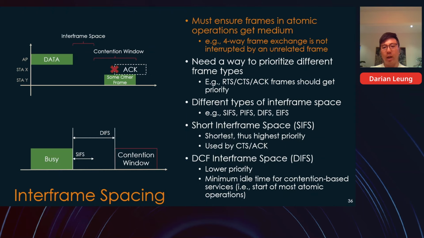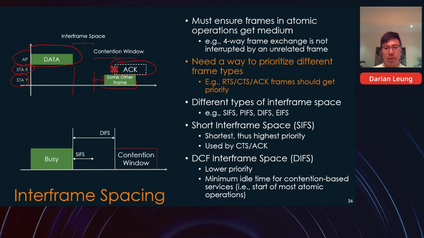Something else to consider is how do we make multi-frame exchanges atomic? In other words, how do we make sure that another station does not send an unrelated frame during a multi-frame exchange? For example, here we have a four-way frame exchange where the AP is sending a data frame to station X. What we expect to happen is that station X should respond with an ACK frame. However, when the medium becomes idle, what if an unrelated station Y has a shorter backoff time and ends up sending an unrelated frame? So this could mean that the four-way frame exchange gets interjected by some random frame. Essentially, there needs to be a way of ensuring that the multi-frame exchanges are atomic.